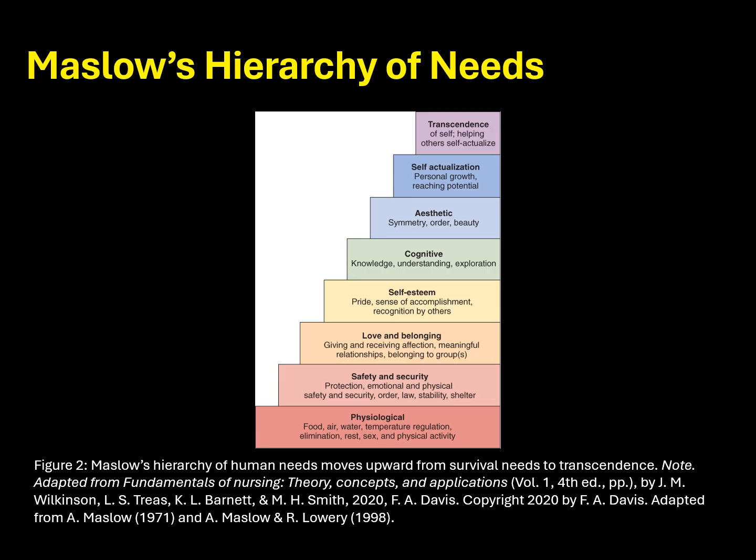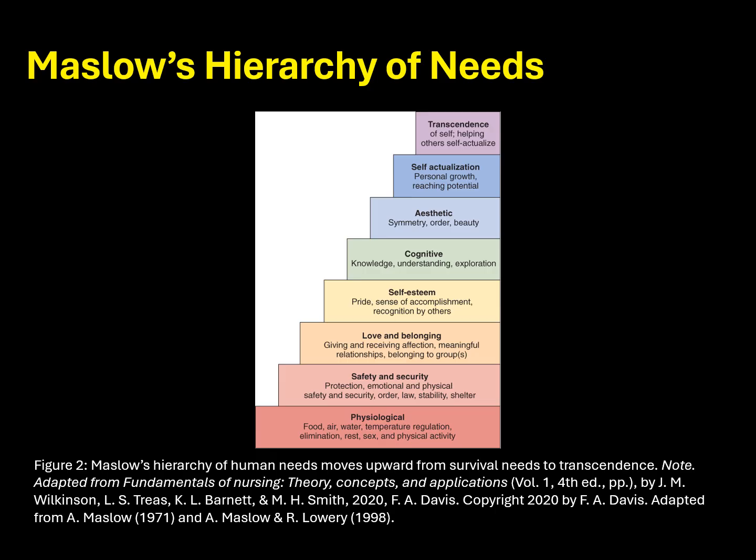After that, patients need love and belonging. This means meaningful relationships, emotional support, and feeling connected to others. As nurses, we can support this by encouraging family involvement, active listening, and compassionate care. Moving higher up, we see self-esteem needs. This includes helping patients feel respected, valued, and capable. Encouraging independence and self-care and recognizing their progress are all ways that we can support self-esteem.